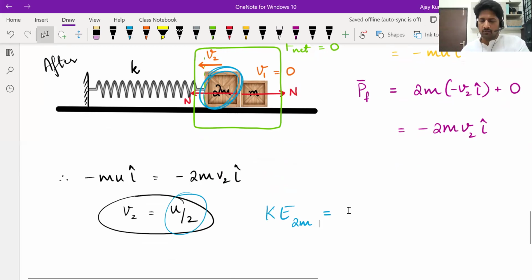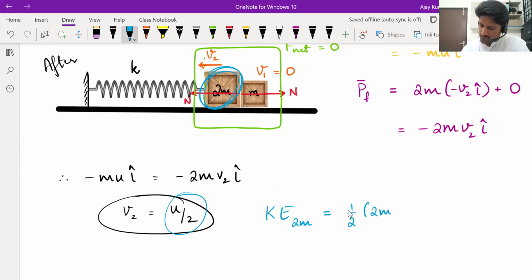Just use the basic formula. Yeah, go ahead. Half 2m v2, sir. 2m v2 squared, and v2 is u by 2. Let's square it. It becomes half into 2m into u square by 4. Half 2 cancel. It becomes mu square by 4.